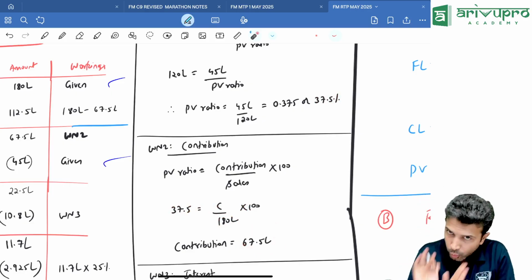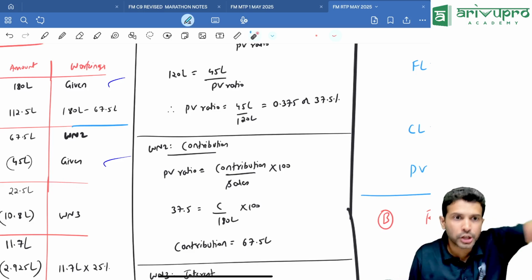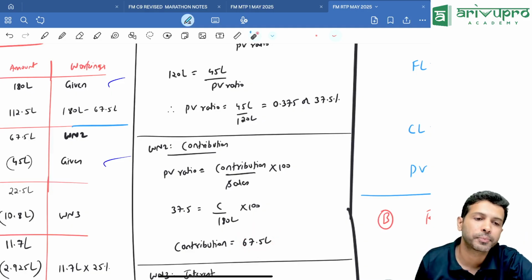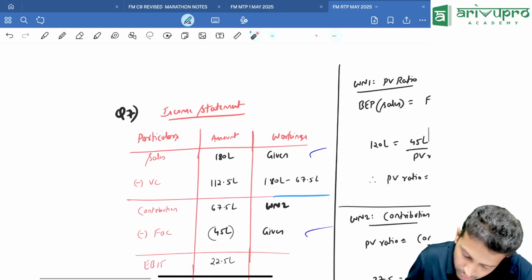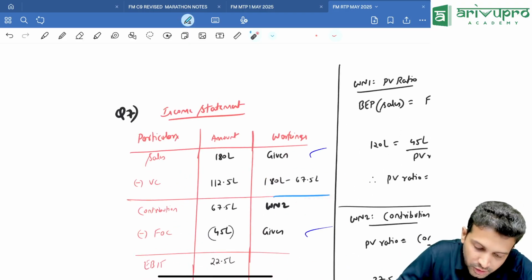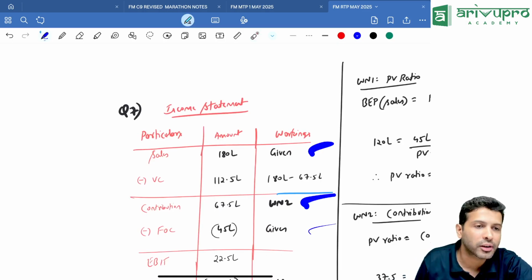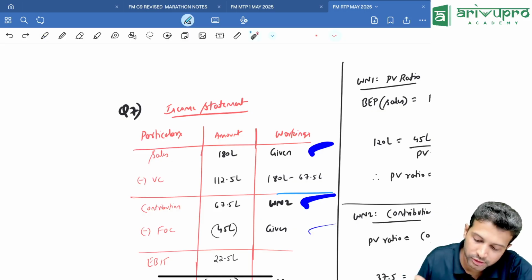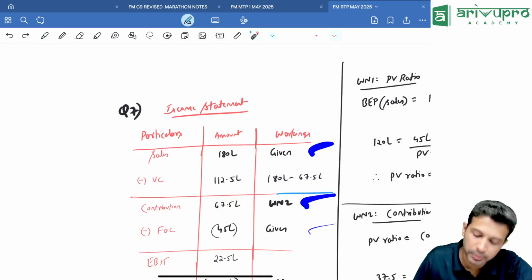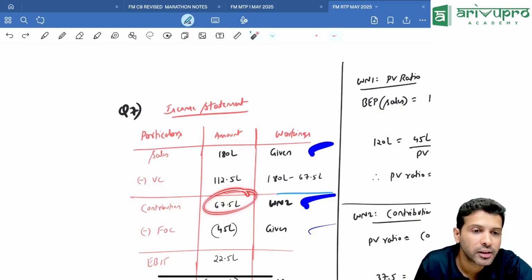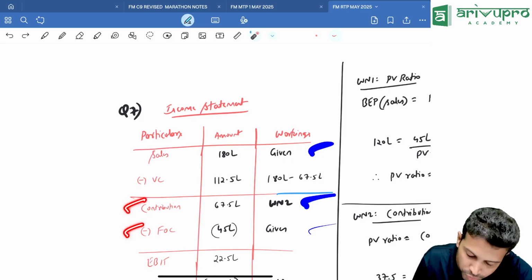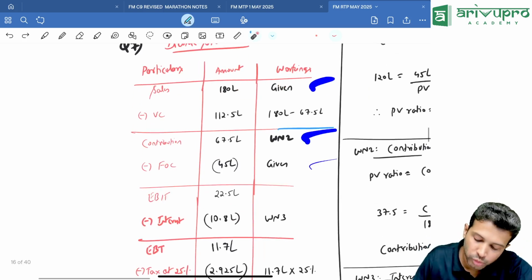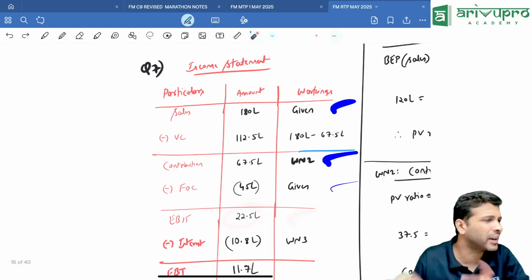One quick way here is, the moment you get the data, push it to the income statement. That will help you to solve things faster. Contribution you got is 67.5. Update that. Sales you know, contribution you just got. That means variable cost is the missing figure. Variable cost is 180 lakh minus 67.5, that is 112.5. From contribution, if you reduce fixed operating cost, you will get EBIT. This is automatic.